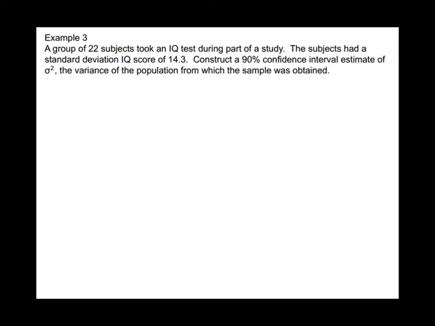Example 3. I want you guys to try to do it by yourself. Figure out what is the sample size, the degree of freedom, and use the table to find the critical values. And then read the question carefully and construct the confidence interval for population standard deviation or the population variance. Use the formula and then at the end try to draw the conclusion.